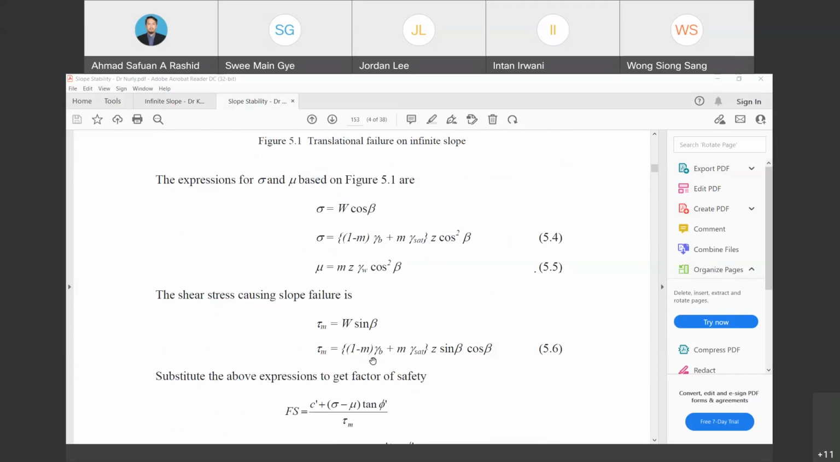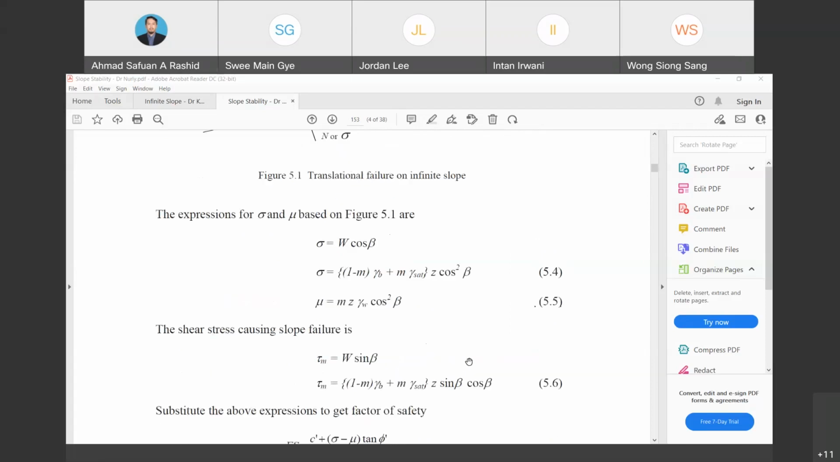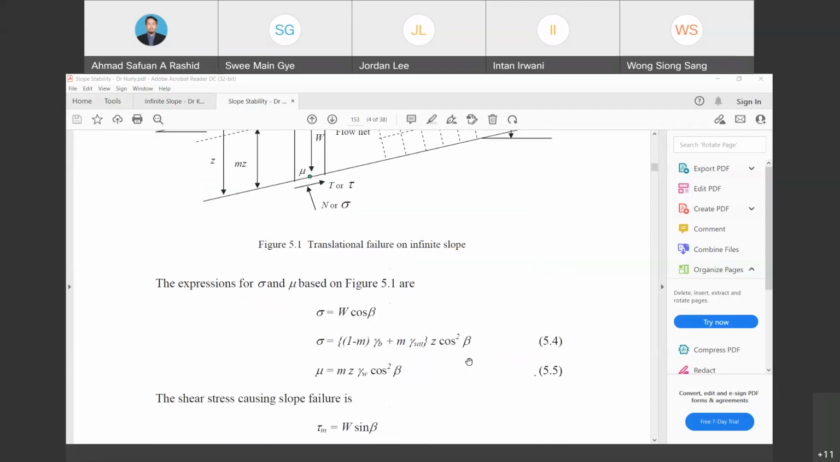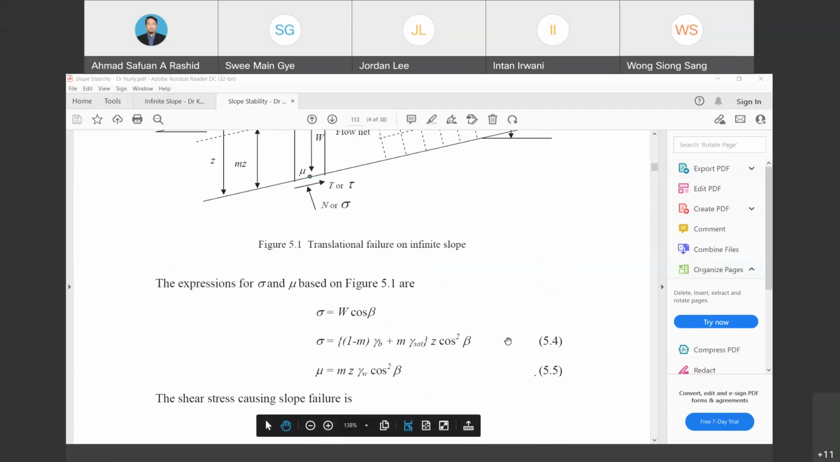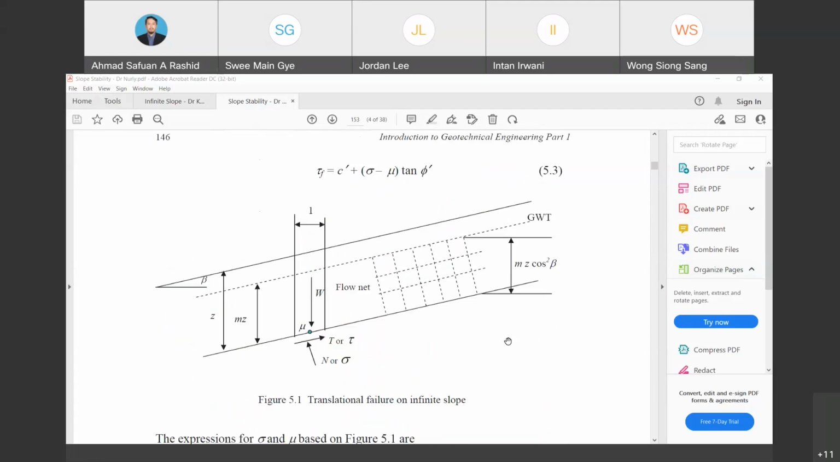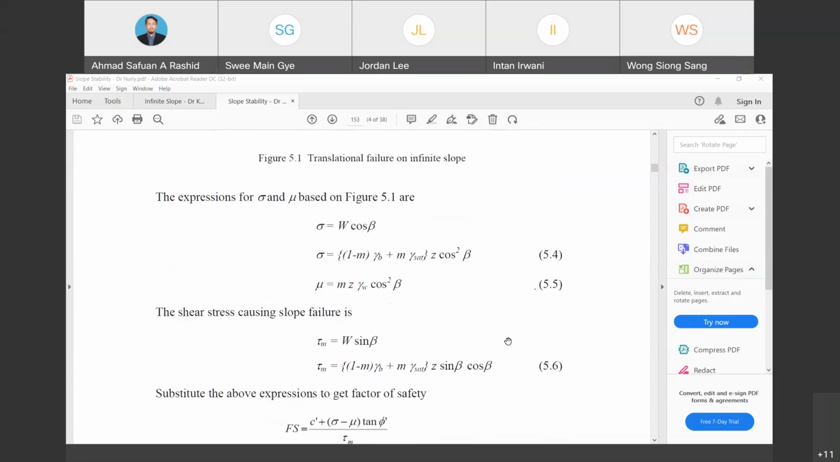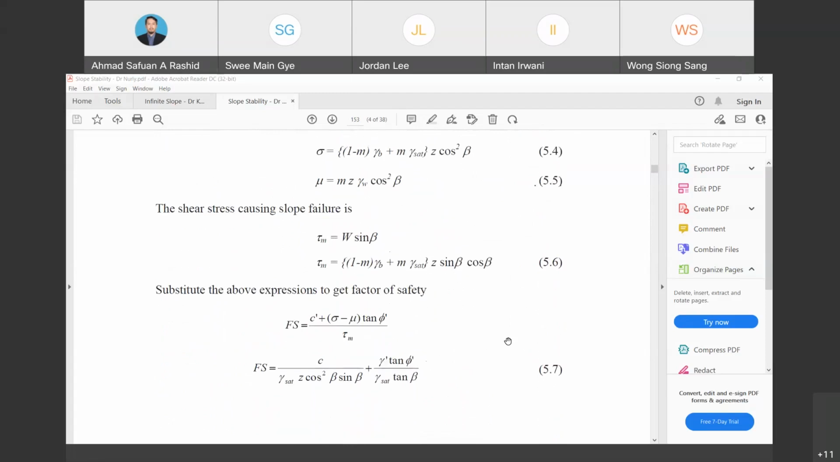So from there, 1 minus M times gamma B plus M times gamma saturated times Z sine beta cos beta. Okay, so that is for the tau M. So based on the equations 5.3, 5.4, 5.5, and 5.6, Dr. Noli Gofa has simplified it to 5.7.